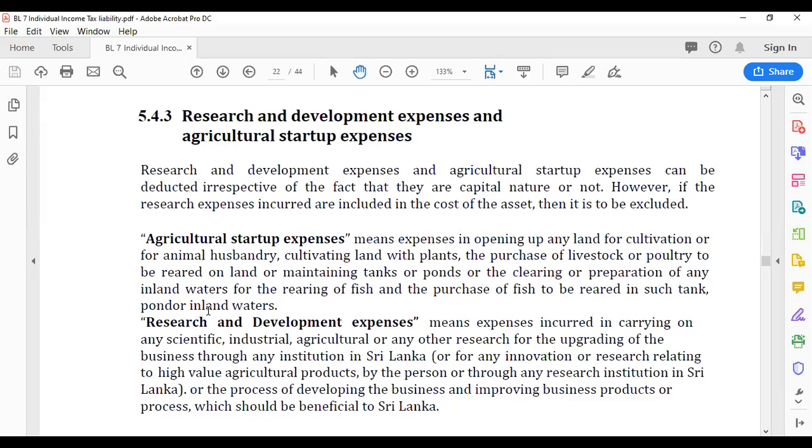For research and development cost and agricultural startup cost, there is no need to worry about whether the cost is of a capital nature or a revenue nature. However, if the research expenses incurred are included in the cost of assets, then they should be excluded. We cannot include that cost in the assets.